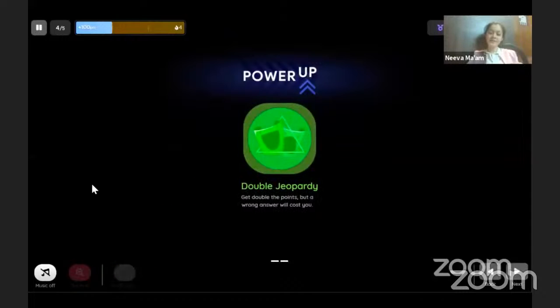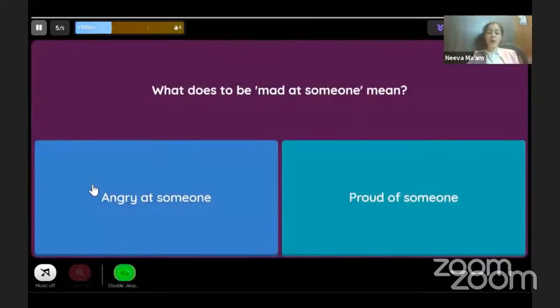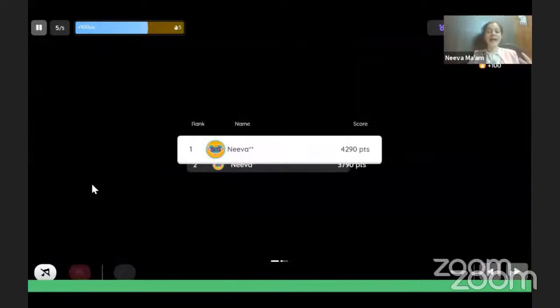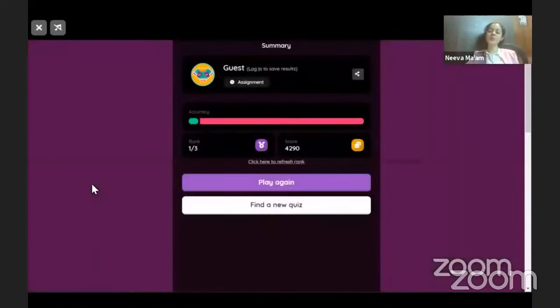Double jeopardy. So I'm going to get double points. This is one of my favorite power-ups. Okay. What does to be mad at someone mean? Does it mean angry at someone or does it mean proud of someone? I used it a couple of times in my sentences, right? It is to be angry at someone. Okay. All done so far.